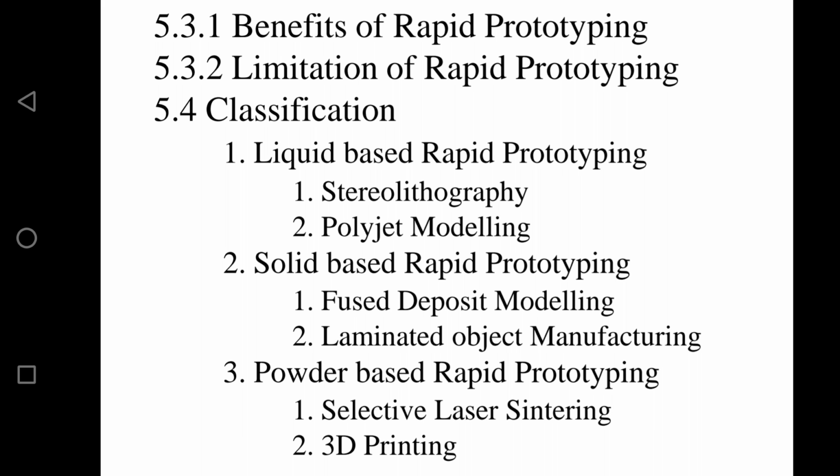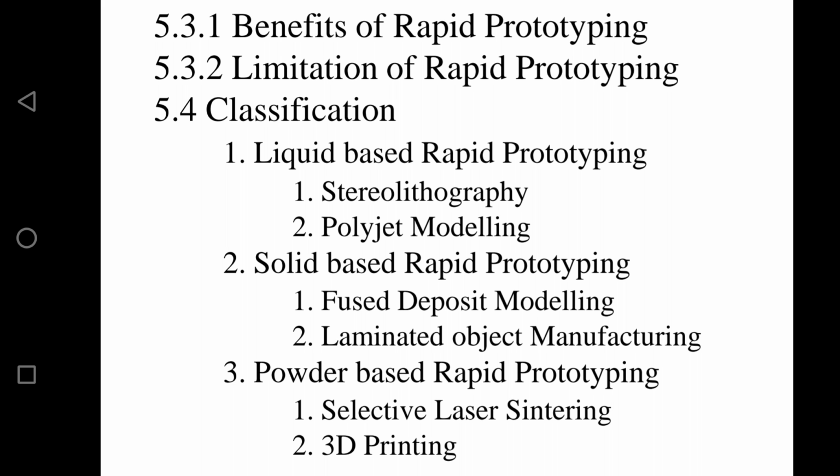Well, the second one is solid based rapid prototyping system. Initial material used in this one is in the solid state. So what type of solid states? You can include some wires, some rolls, some laminates, or any type of pellets in this one. However, it does not include powder form. So we have two types. The first one is fused deposition modeling, and the second one is laminated object manufacturing.